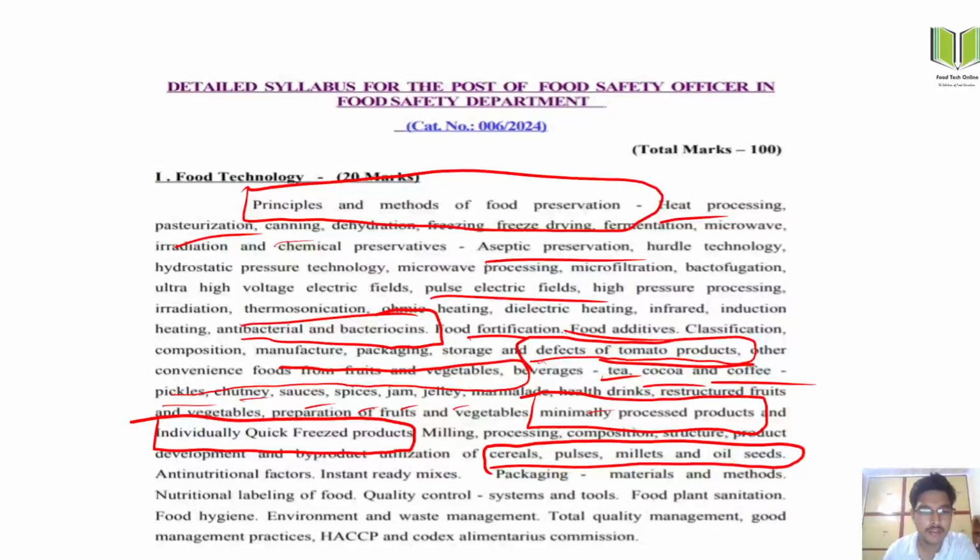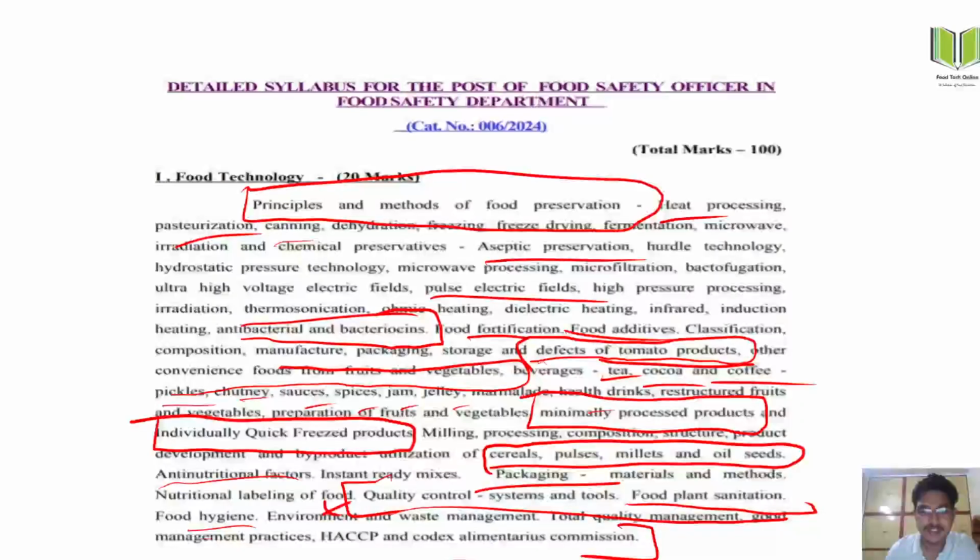Then we move forward toward anti-nutritional factors and packaging. Then we also have to discuss food hygiene. Food quality management is a main portion which comprises these topics in your syllabus: quality control, then TQM, total quality management, HACCP, some standards of the Codex Commission, and environment and waste management. So this is the portion of your food quality and management.